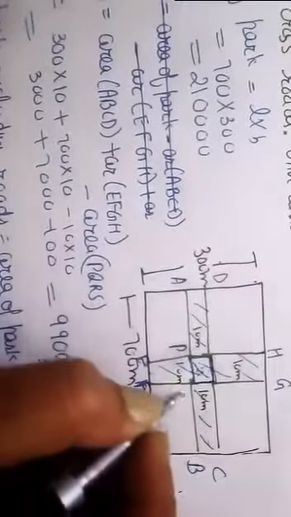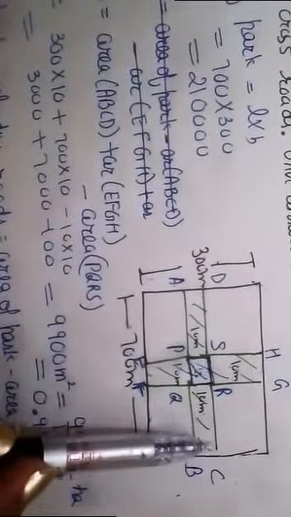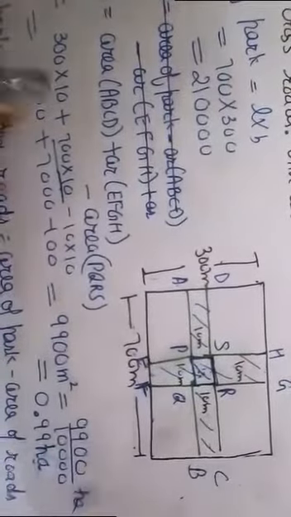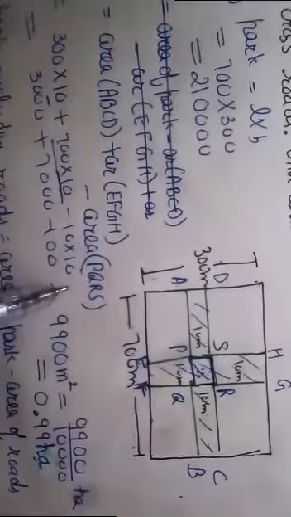The area of path is equal to area of A, B, C, D plus area of E, F, G, H. We have added this area 2 times, so we have to subtract this area 1 time, minus area of P, Q, R, S. Clearly A, B, C, D is a rectangle. Its length is 700 and its width is 10. Again this is a rectangle. Its length is 300 meters and its width is 10, minus area of PQRS. PQRS is a square, that is 10 multiplied by 10.